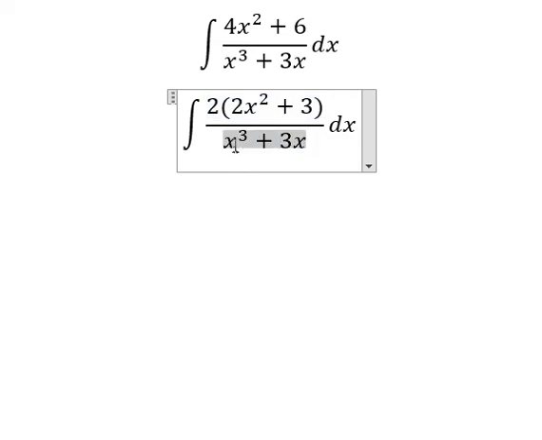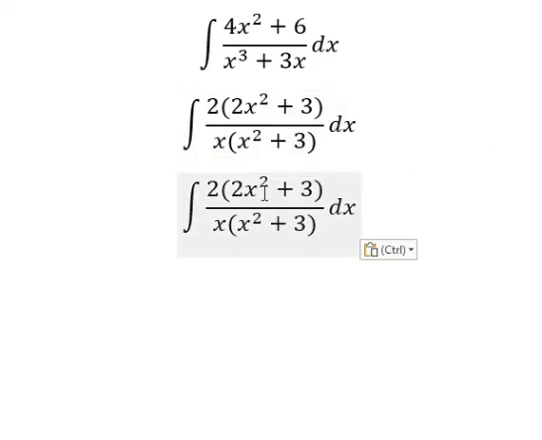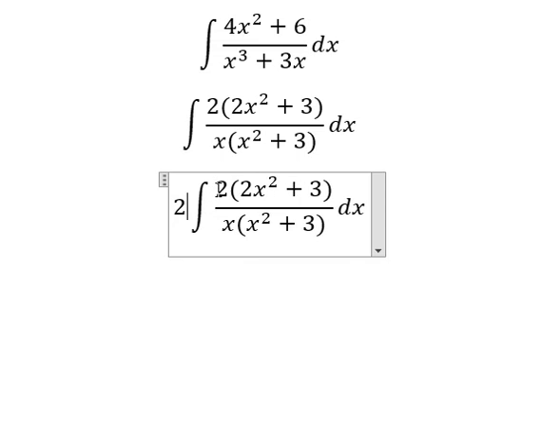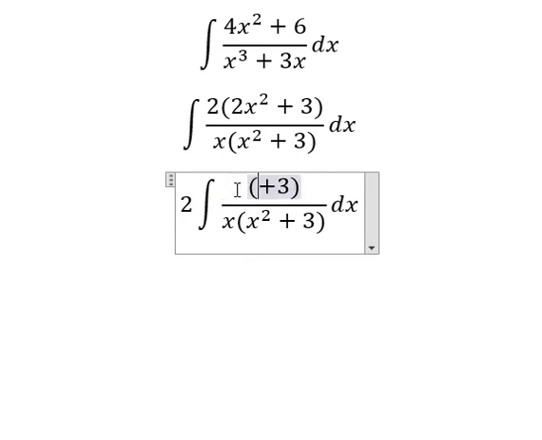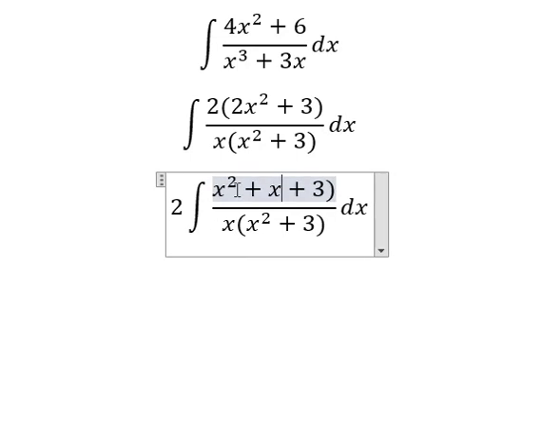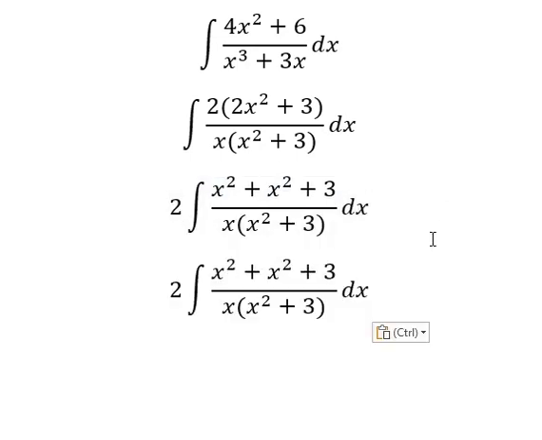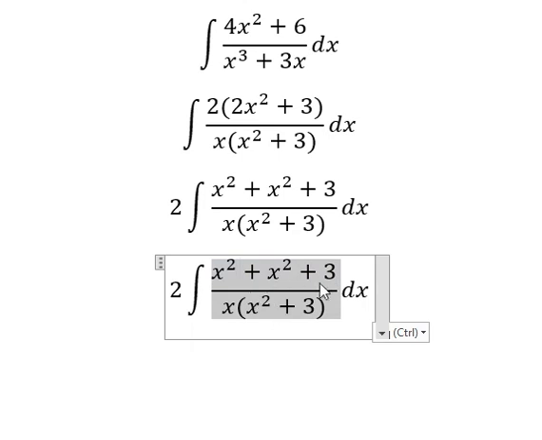Next, we can do another factorization by x. Next, I will put number 2 here. And this one, we need to separate them into s squared plus s squared. Next, this one divided by s squared plus 3 divided by this one. So we have two fractions in here.